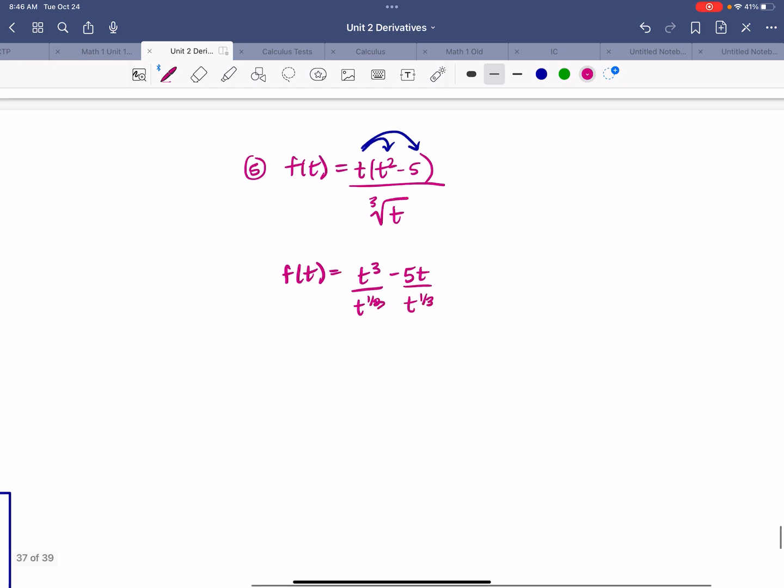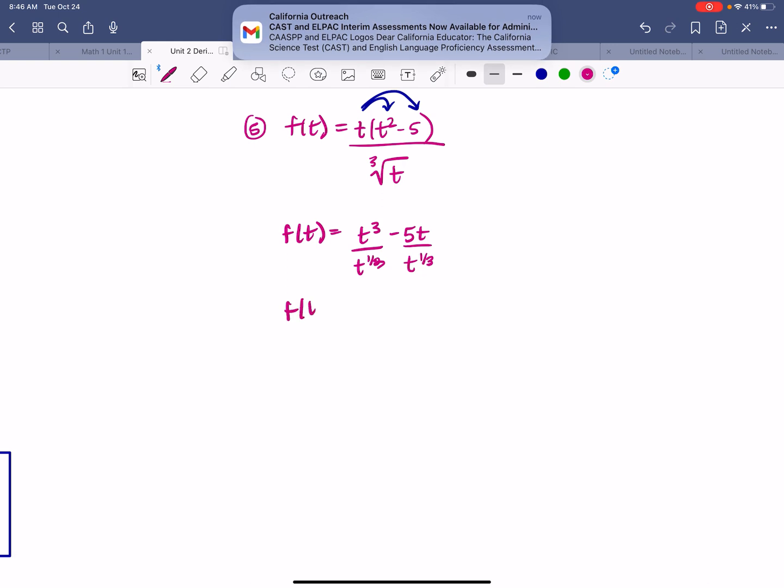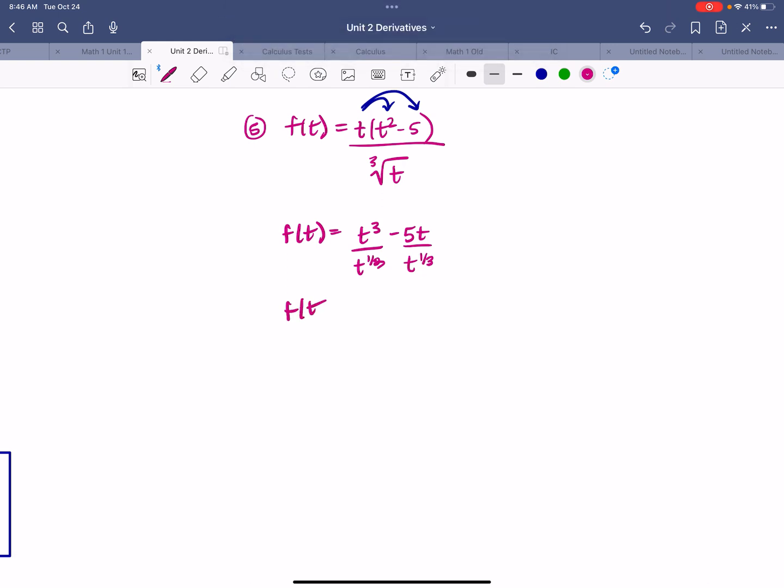So I'm going to go ahead and do that. Dividing powers with the same base, you're going to subtract their exponents. So 3 minus 1/3 is really 9/3 minus 1/3, which is 8/3. So t to the 8/3 power minus 5 times t to the 2/3 power, because again, this has a power of 1. So 1 minus 1/3 is going to be 2/3.